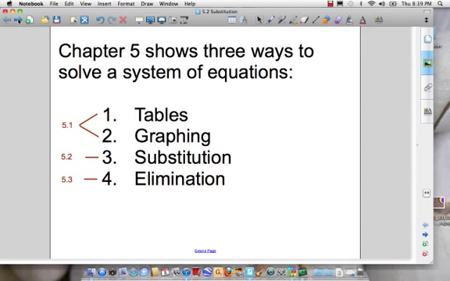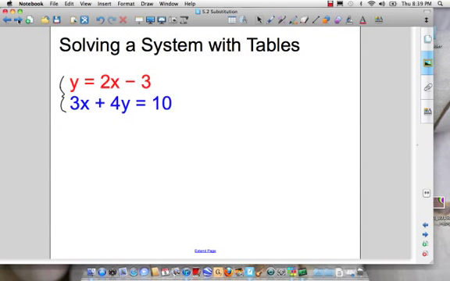So in this lesson, I'm going to take one system of equations, shown right there, and I'm going to solve it with tables, then with graphing, and then I'll show you the new method, substitution. Okay, so to solve this system with tables, let's make a table in red to go with y equals 2x minus 3. Alright, so let's plug in some values for x and see what we get for y.